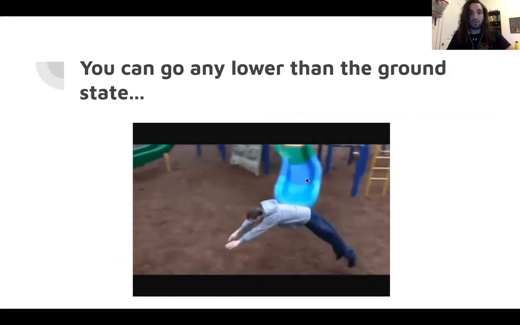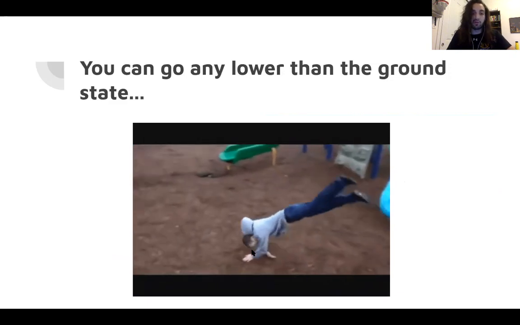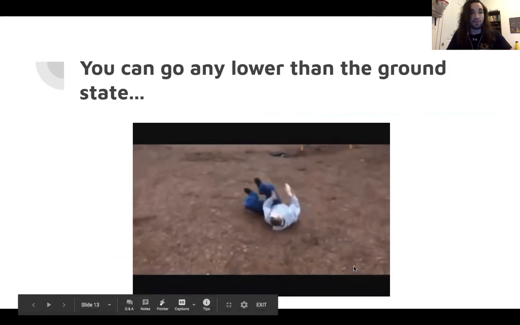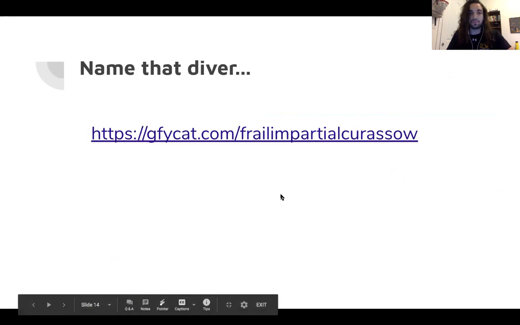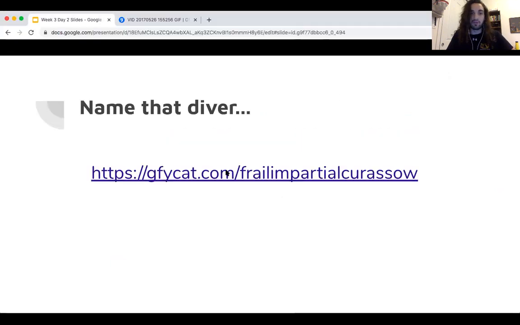And no, you can't go any lower than the ground state. Look at this guy. He's trying to jump from the ground state somewhere lower. You can't. You can't go into the nucleus. The ground state orbital is the lowest you can possibly go for an electron. All right, here's a name that diver exercise.